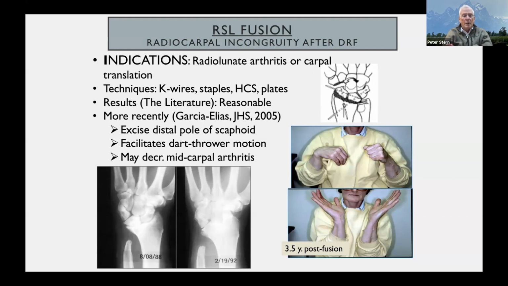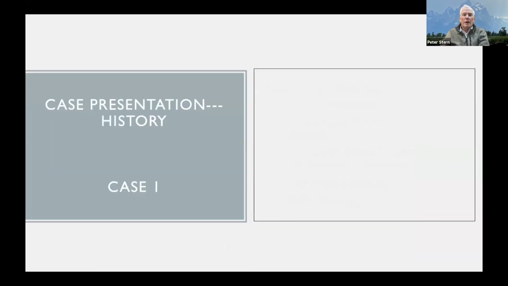The one problem that I've seen with these is that if they're not done pretty well, non-unions, and the other problem being future mid-carpal joint arthritis.